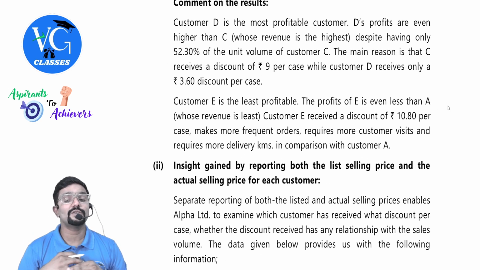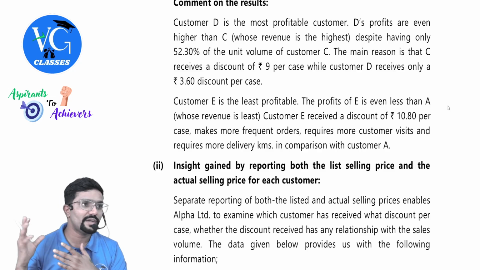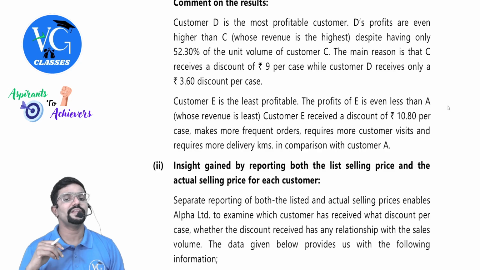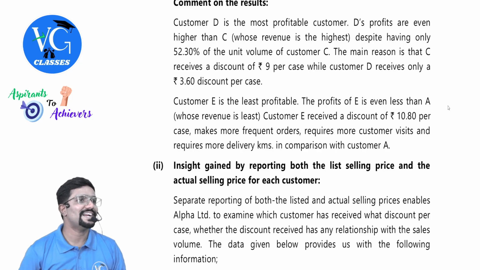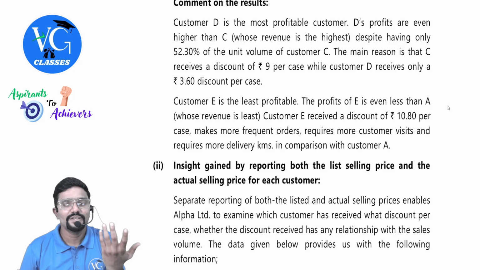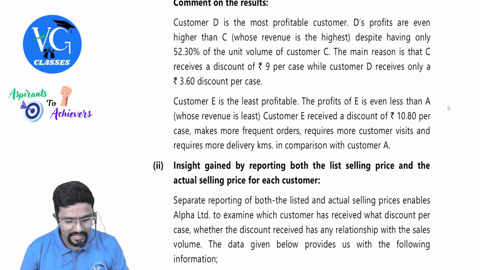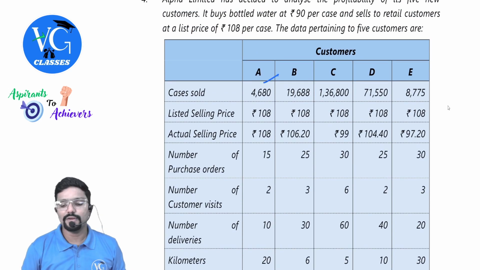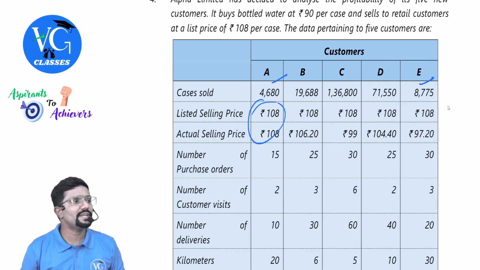Customer E has received a discount of 10.80 per case, and moreover, as he purchased more quantity, he makes more frequent orders, requires more customer visits, and requires more delivery kilometers in comparison with A, guys. Clear? For A, they have sold less number of units, but we are not giving any discount. If I compare A and E, cases sold is less for A, but for E it is more. But we are offering a discount to him, whereas no discount for A.